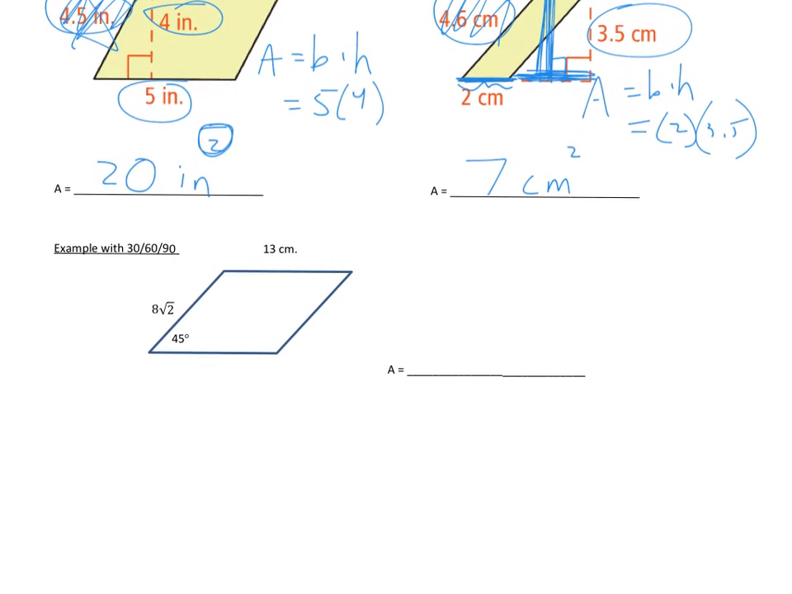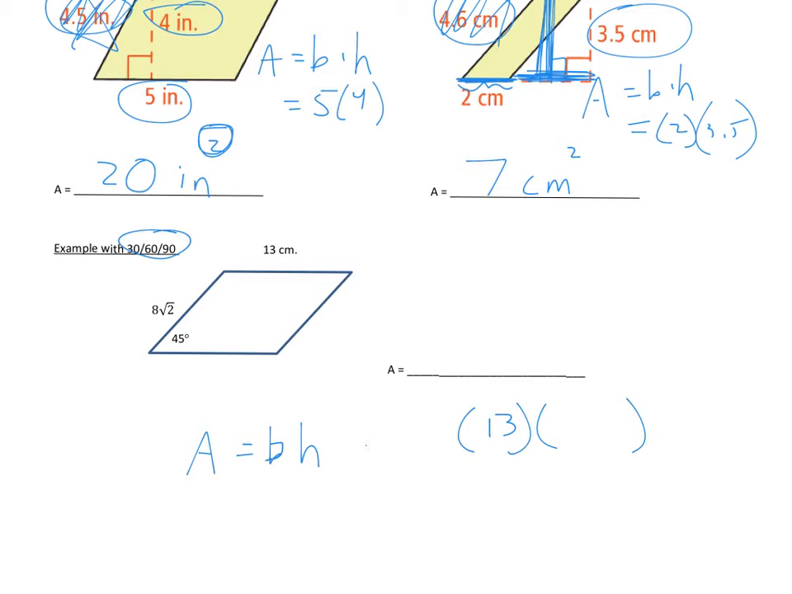Now, all that you probably got before. Guys, we're going to mix it up now. Okay, we're going to mix it up. Here's an example using some special right triangles, and there's other examples of this as well. But the area of this parallelogram is still going to be base times height. The base is 13. That's pretty straightforward.